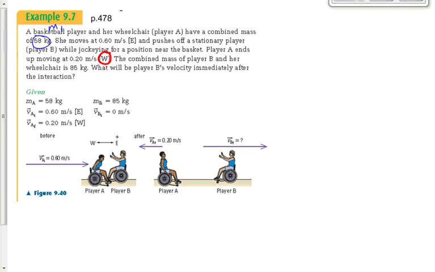She moves at 0.6 meters per second to the east. Clearly that's a velocity, right? But what velocity is it? Is it V1 or V2? It's V1. Is it V1I or V1F? It's V1I. It's the initial velocity of player 1, or of player A. She pushes off a stationary player, player B. We're going to say V2I is 0.